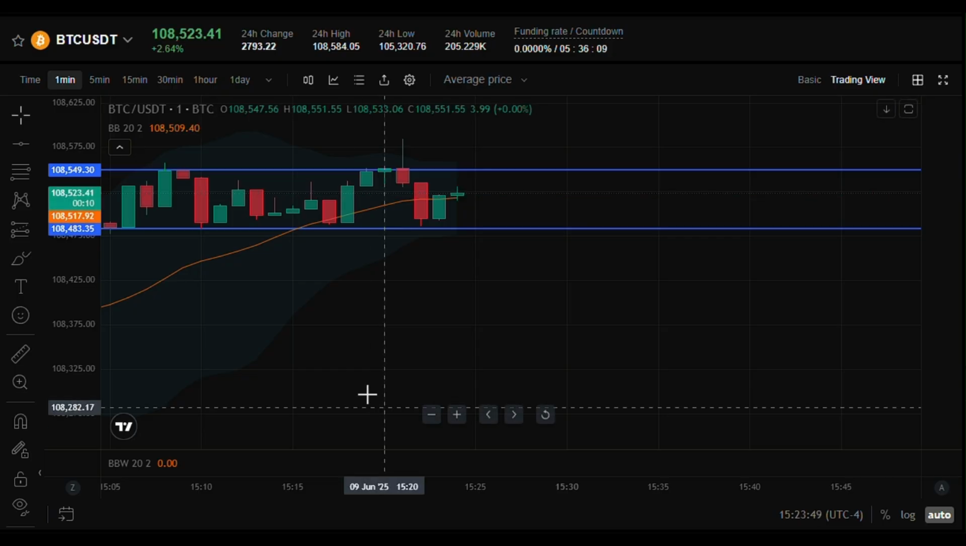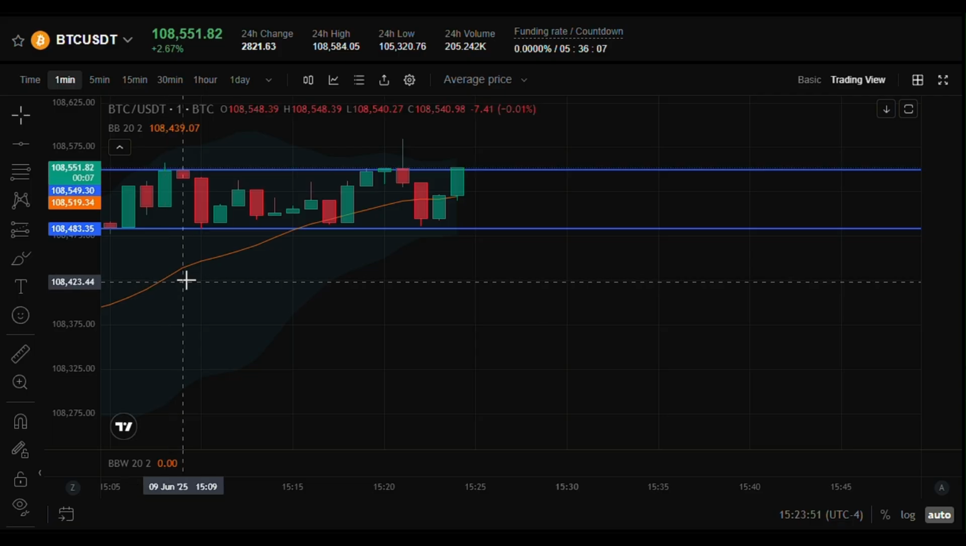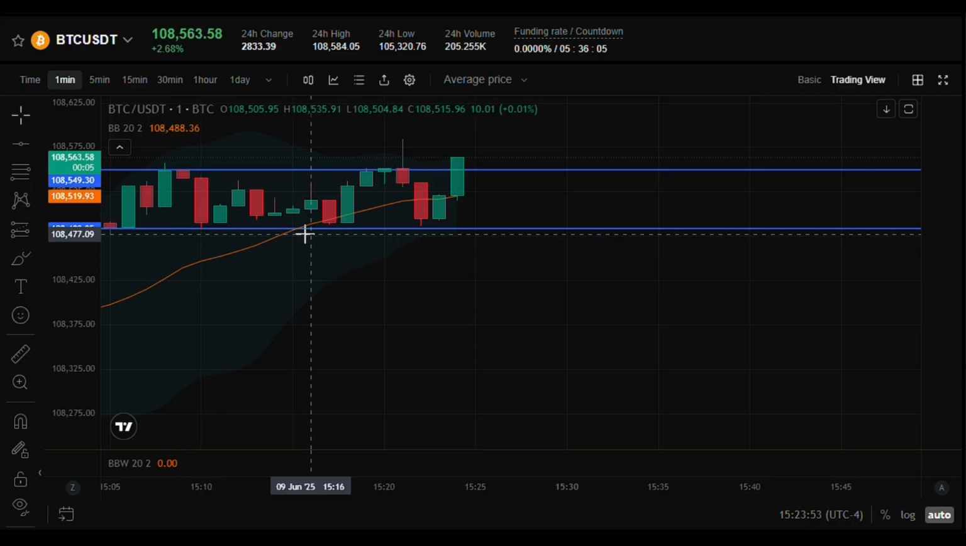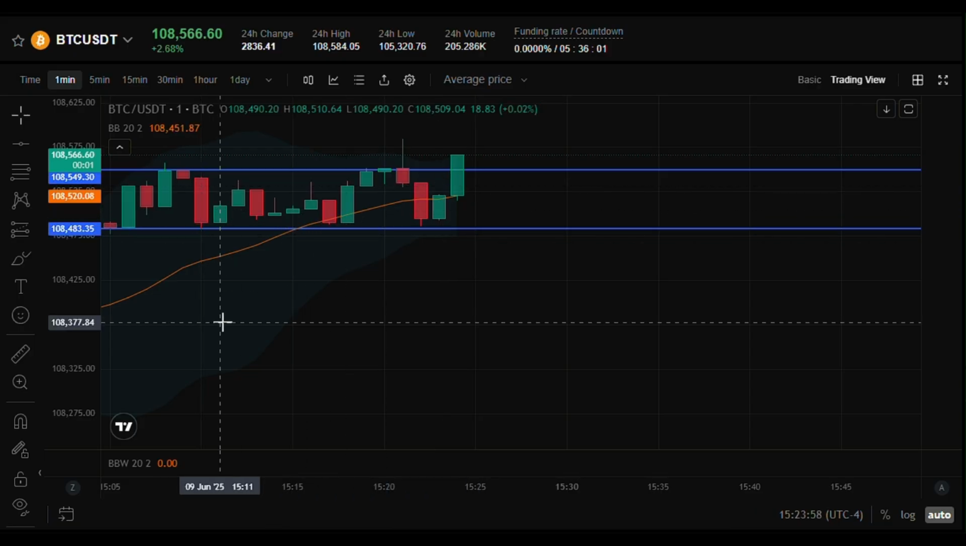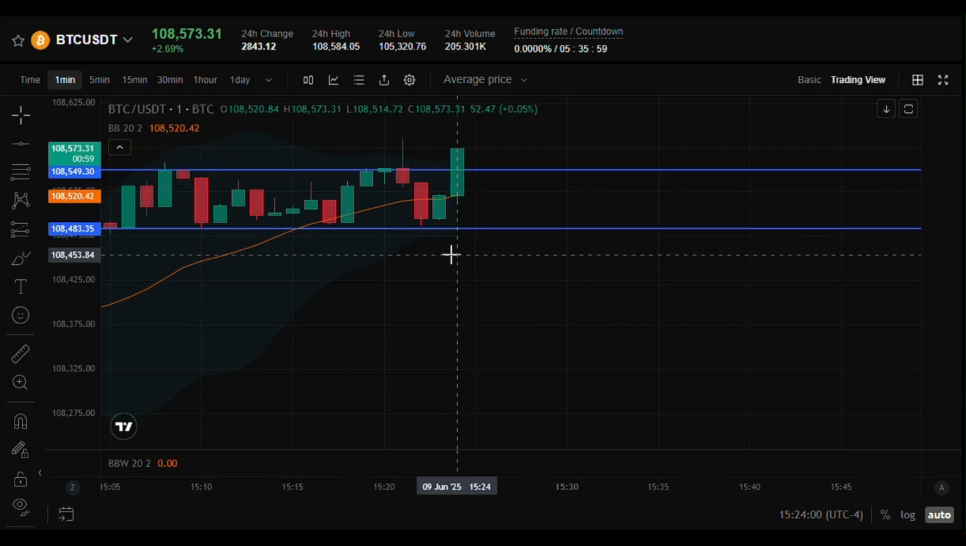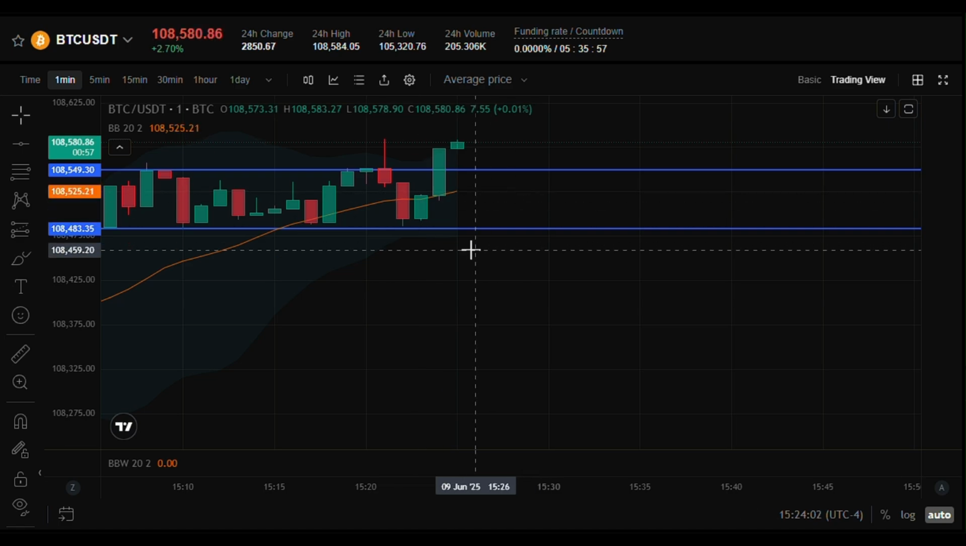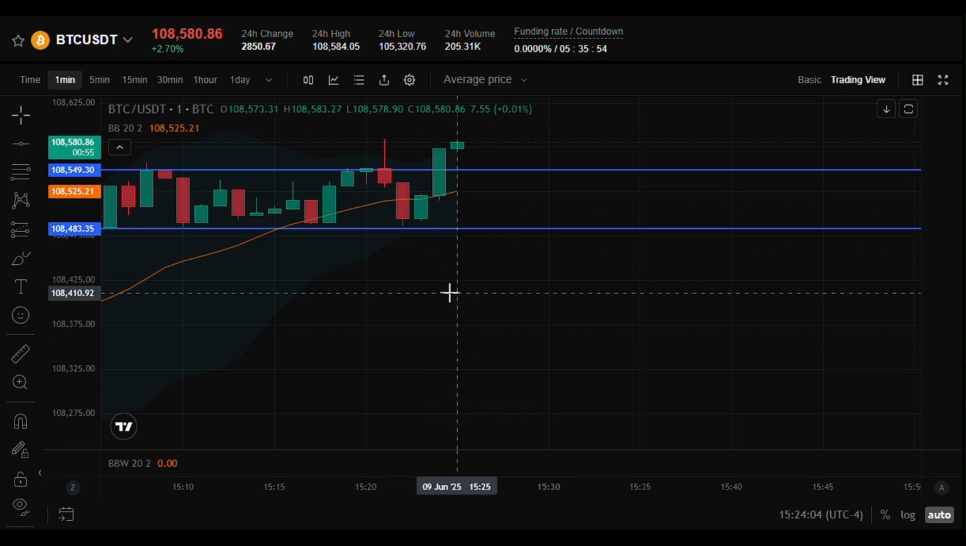But that is why this simple moving average is so important. The price likes to stick to this, right? It likes to bounce off of this. And there we go. We have a break. We have a print. Ooh, interesting.